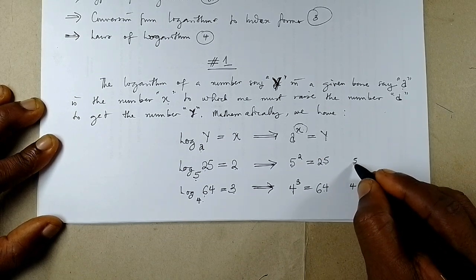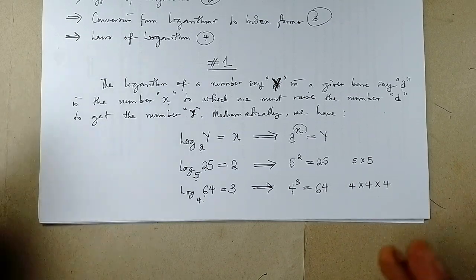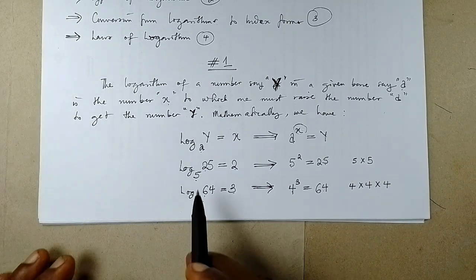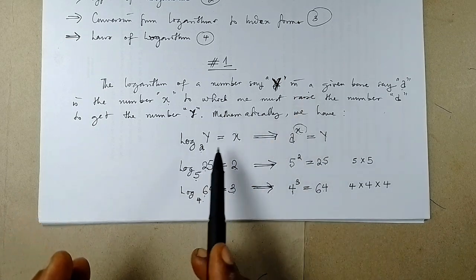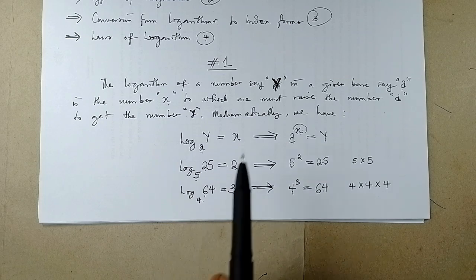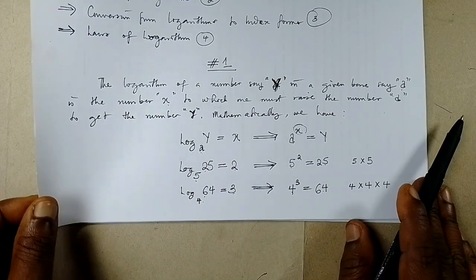So this again is true because 5 times 5 will give you 25. So that answers the question, logarithm of a number. What is it? It is the number x to which a, the base, must be raised to get the number y. So it is as simple as that.